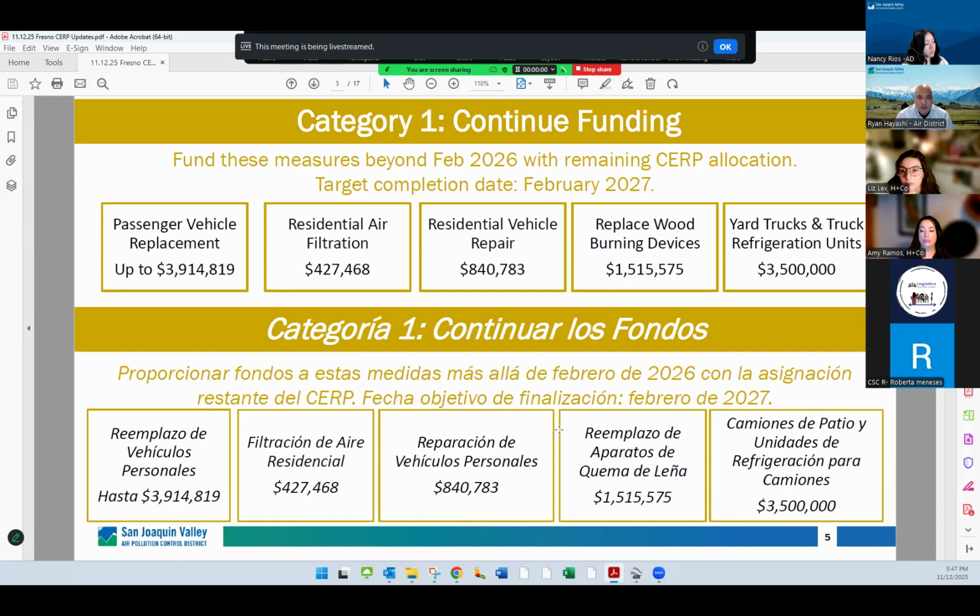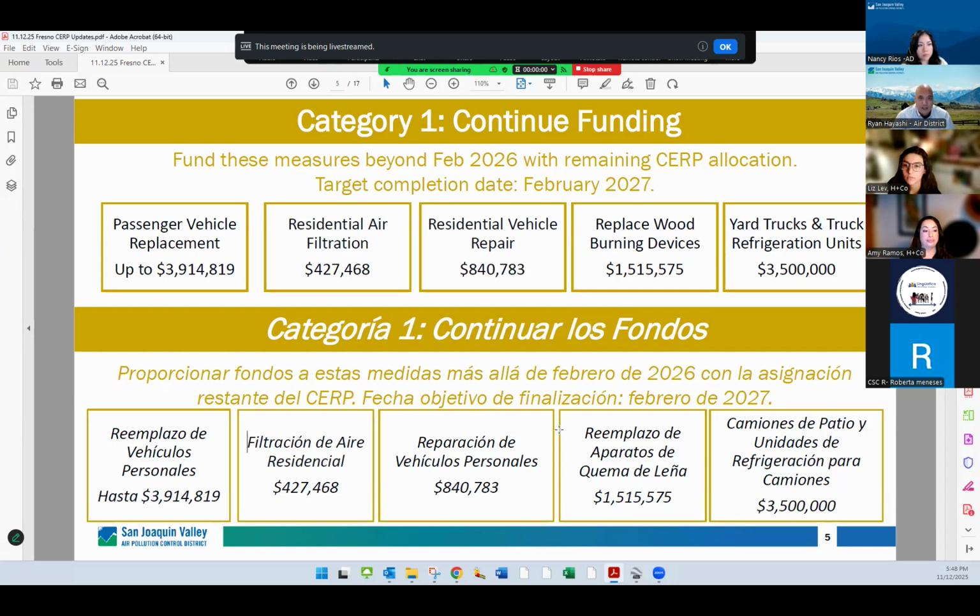We have about $427,000 left in residential air filtration. We brought a lot of presentations to the committee talking about where we are in terms of doing outreach, and we took some really great feedback from the community members. We did mailers to people and other things, and we saw a nice size uptick in it. We still have quite a bit of funding, and I'll talk about that program a little bit more in the presentation. Residential vehicle repair, we have about $840,000.